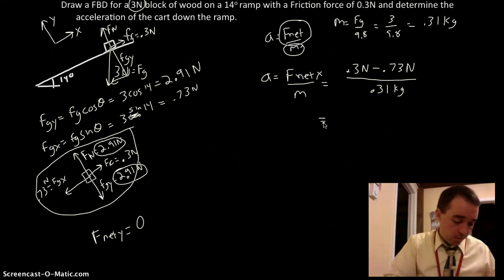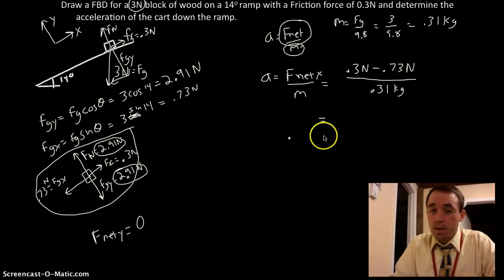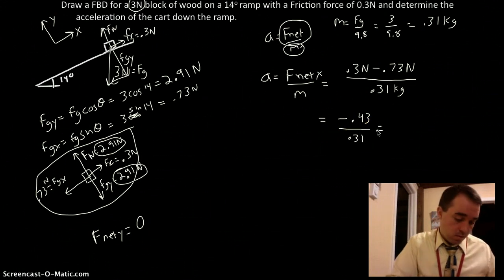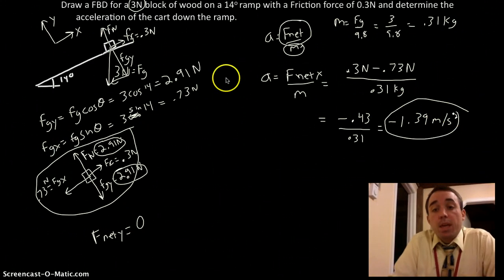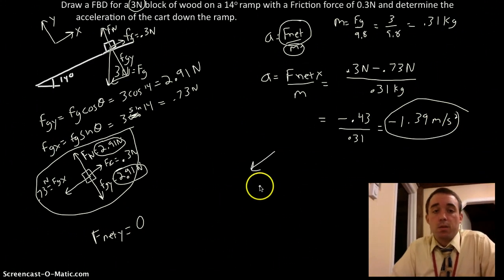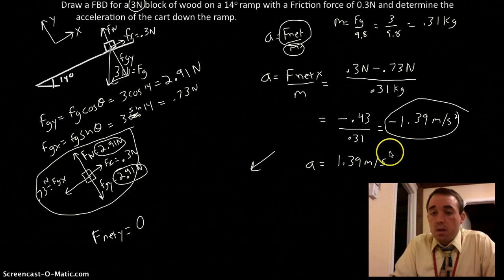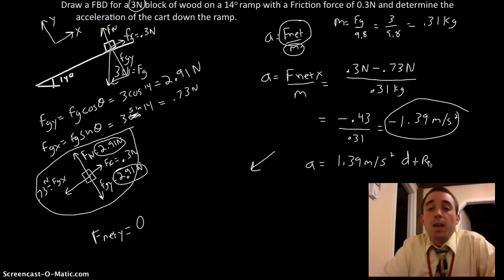So 0.3 minus 0.73 is negative 0.43 over 0.31. And I get an acceleration of negative 1.39 meters per second squared. And what does that negative mean? Well, it means that we're traveling down the ramp. That is our negative direction, so our acceleration should be stated as 1.39. You can leave it as the negative. Meters per second squared. I like to just abbreviate. DTR. Down the ramp. And there we go.